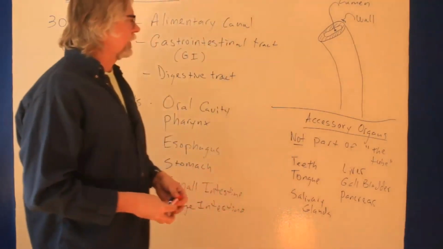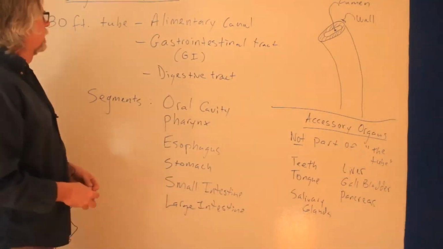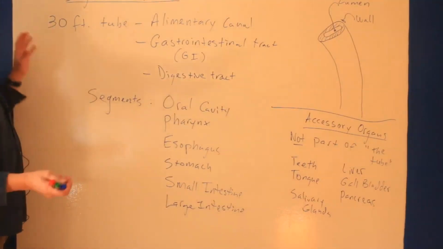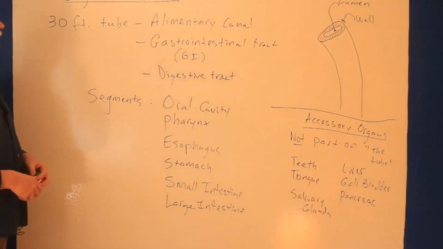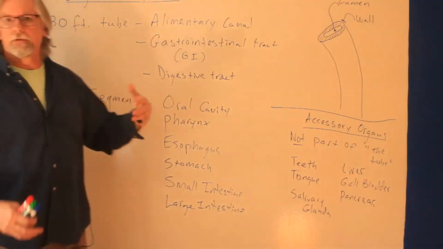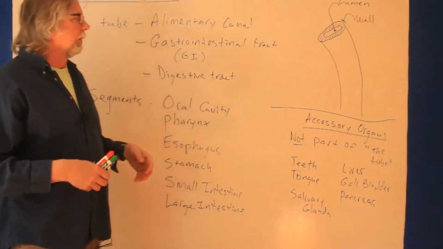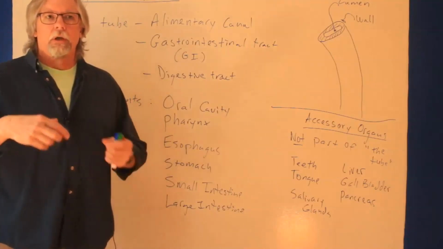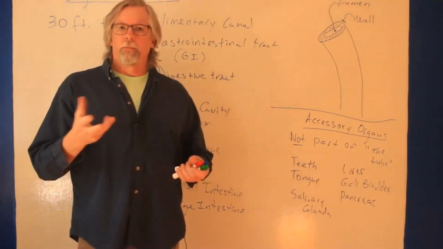So for the first video, let's start with an overview of the anatomy of the digestive tract. And what I've written on the board here is basic structural information about the digestive tract. So your digestive tract is a 30-foot tube that runs through you. Most of it is contained in the abdominal cavity. And this tube has different segments. It doesn't really look so much like a tube in some parts, but in other parts it does.